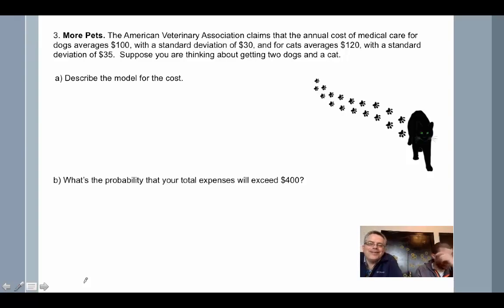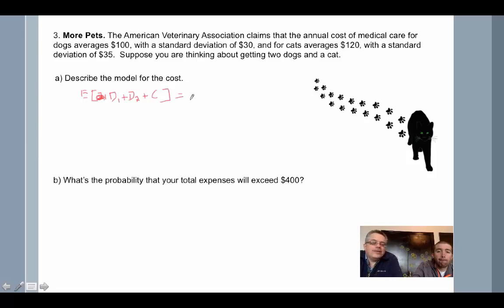All right, so describe a model for the cost. Let's find the expected value. Put a big E, and then we're going to do D1 plus D2 plus C. Remember the subscripts? I was going to do 2D, but that's okay. 2 of these actually wouldn't quite be correct. In statistics, variables don't work that way. We have 2 instances of dogs, so that's why we use subscripts.